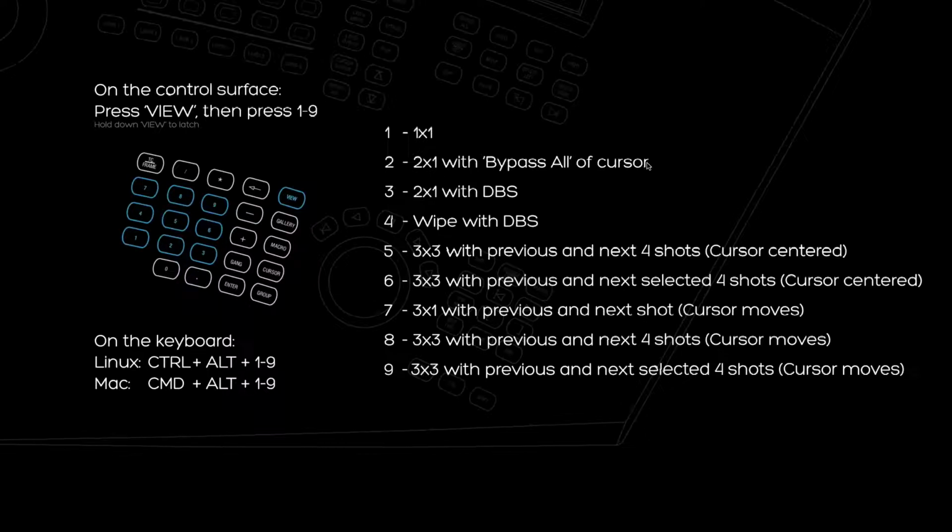Number 2 brings you to the bypass all split screen, so a 2x1 layout that I just showed you a few moments before. Number 3 does a split screen 2x1 with the dark blue square, the DBS. Number 4, a wipe with the DBS. And number 5 through 9 show you different layouts of the previous and upcoming shots, and I think it's best if I just show them to you live and explain how they work.